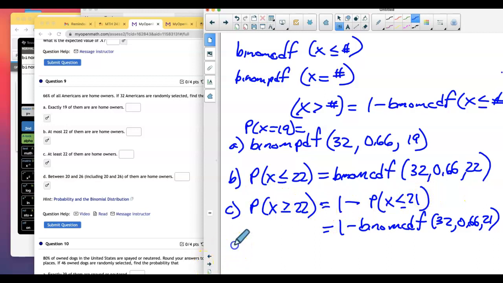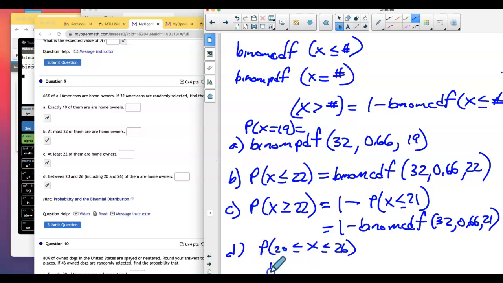Now D is between 20 and 26, so that means you want to count 20. So that's the probability that the value is between 20 and 26, so it's going to include 20 on this end and include 26 on this end, right? So we're going to do this one, and then we're going to subtract this one from it, because we want to get rid of everything less than 19. We want to count 20.